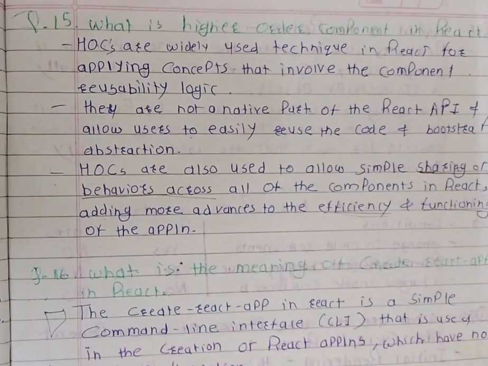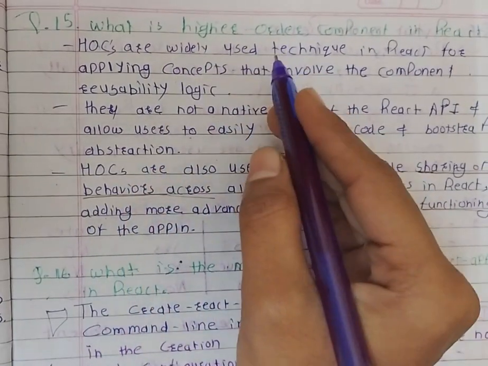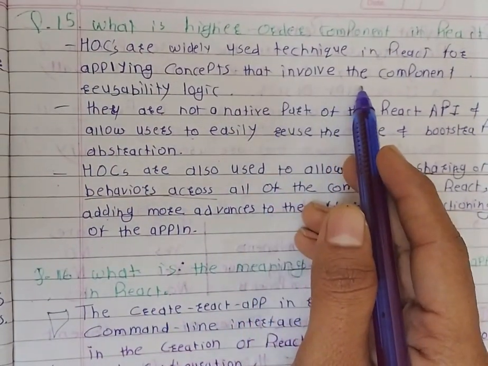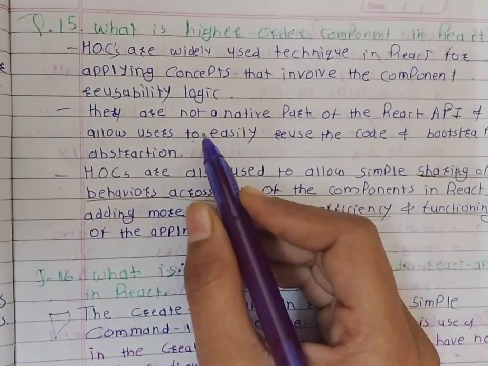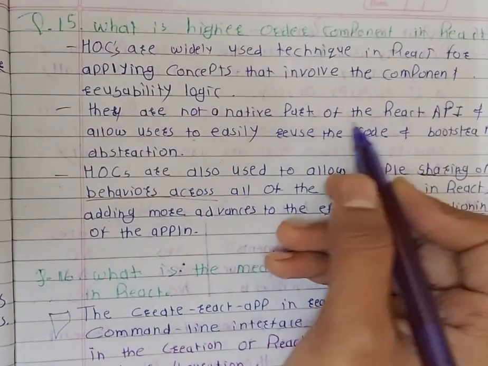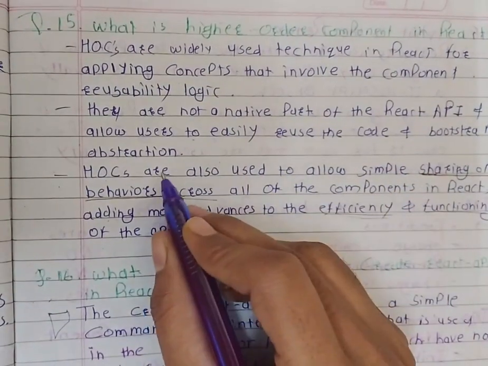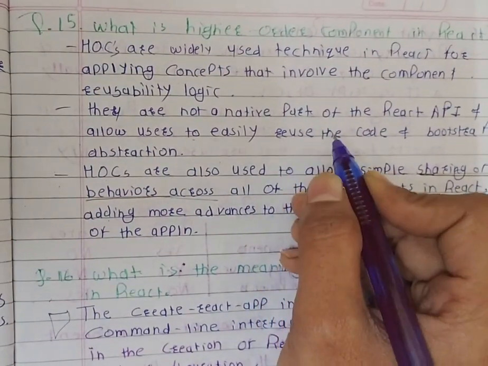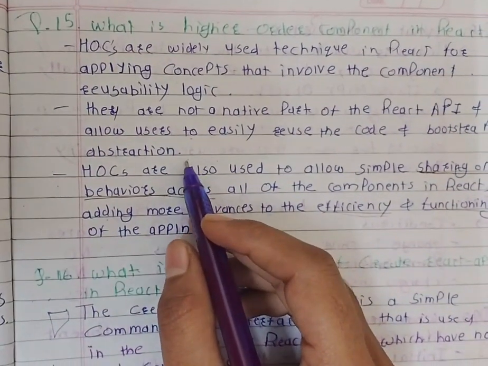Then the next one is, what are higher order components in React? Basically, higher order components are a widely used technique in React for applying concepts that involve component reusability logic. They are not a native part of React API and allow users to easily reuse the code and bootstrap abstraction. So with the help of this higher order function we can reuse the code again and again, and we can also perform abstraction by using it.